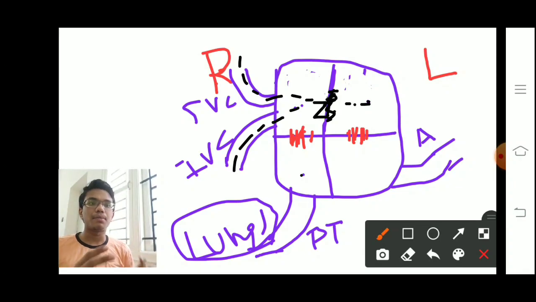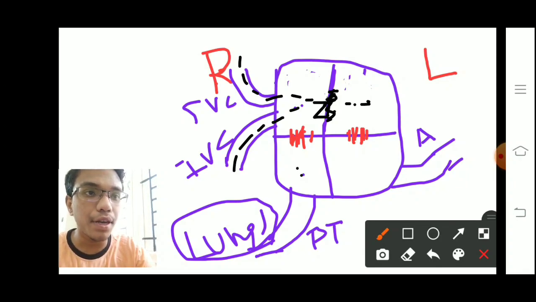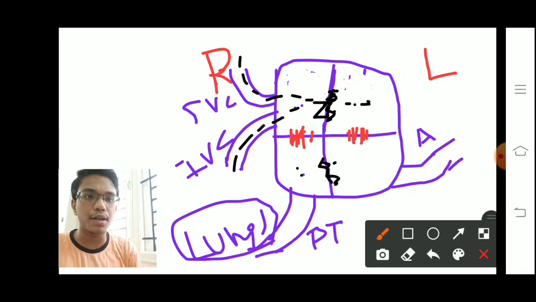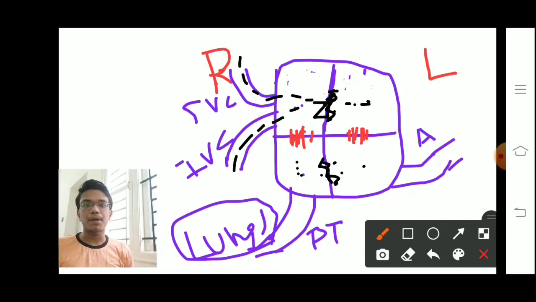So what does it mean? The blood is traveling from the right atrium to the left atrium through the interatrial defect. This is called right to left shunt, and this can also occur from the right ventricle to the left ventricle. Suppose there is an interventricular defect, then the blood which comes to the right ventricle will go directly to the left ventricle, bypassing the lungs.